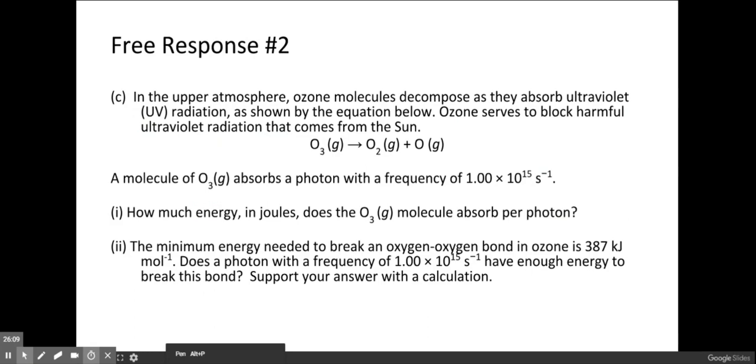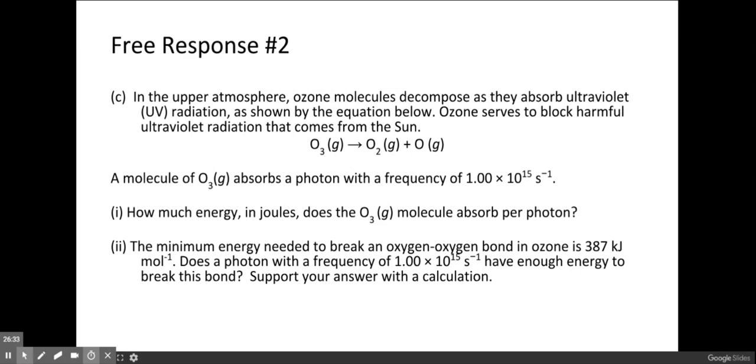Okay, so here we have part C of free response question number 2. In the upper atmosphere, ozone molecules, that's this O3 right there, decompose as they absorb ultraviolet light radiation, as shown by the equation below. Obviously, you don't see the light in there, but they're telling you that UV light makes this decompose.